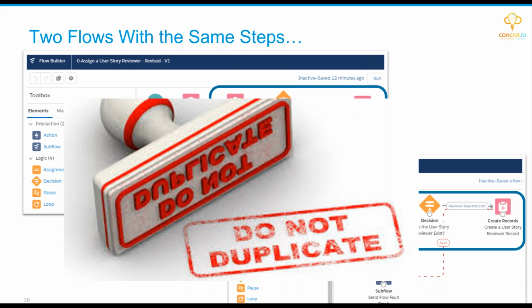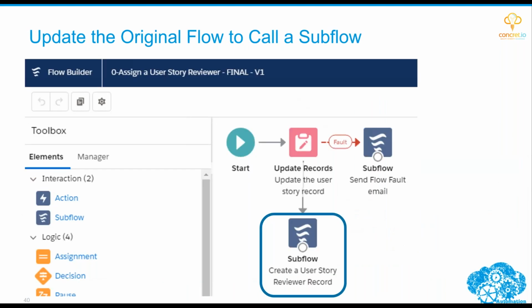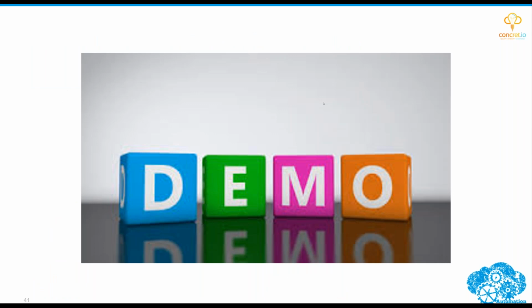Duplication. So again, multiple ways to do something in Salesforce. That was the easier way. But if we need to make a change to this process, we're going to now touch 2 flows, regression test 2 flows, deploy 2 flows. So instead, what I'm going to do for better design is update that original assign a user story reviewer and bring in the subflow, because those were 3 repeated steps that apply to creating a user story reviewer record. So again, we're maintaining it once and not multiple times.